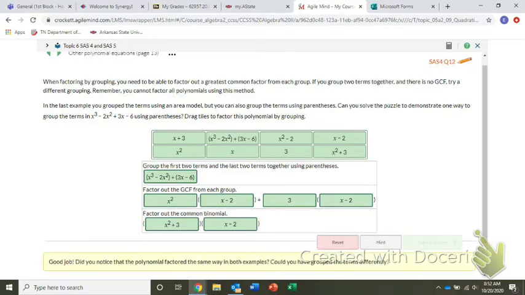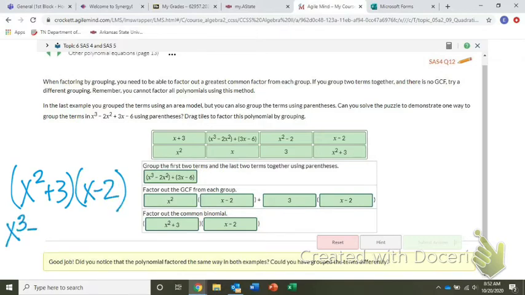So now I could multiply x squared plus 3 and x minus 2, and I would get x cubed minus 2x squared plus 3x minus 6. If you flip back to number 11, you'll notice those are the same factors. It's the same problem. One is done using the area model, and one is done by grouping. Okay?